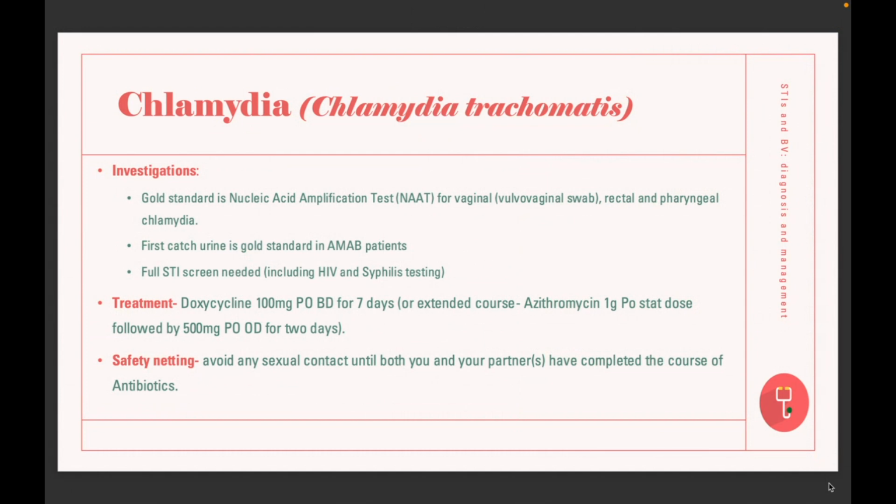So treatment for chlamydia, our first line is doxycycline, or you can do an extended course of azithromycin, a stat dose and then an extended course of that. Safety netting for patients with chlamydia: you need to avoid any sexual contact until both you and your partners have completed the course of antibiotics. It's really important to let them know that because, for example, patients with multiple recent partners, if those partners haven't got tested at the same time, it might take a little while for them to get on treatment and complete their course. So very important for them to abstain until everyone has finished their course of treatment.